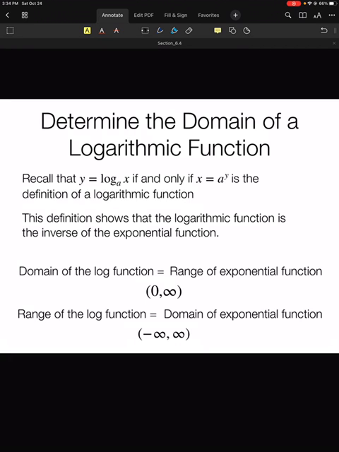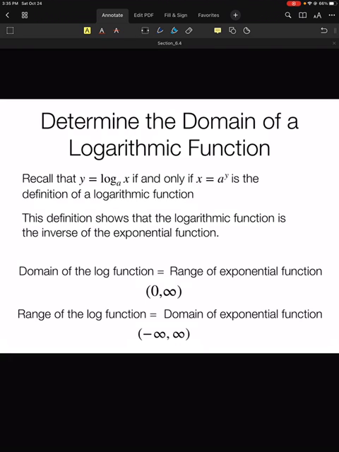its domain. So, to start with, recall that the definition of a logarithmic equation is that y equals log base a of x if and only if x is equal to a to the y. This definition shows us that logarithmic functions are the inverses of their corresponding exponential functions. And because they're inverses, that gives us certain information about the domain and range of a logarithmic function.